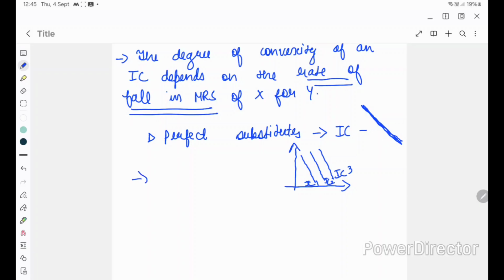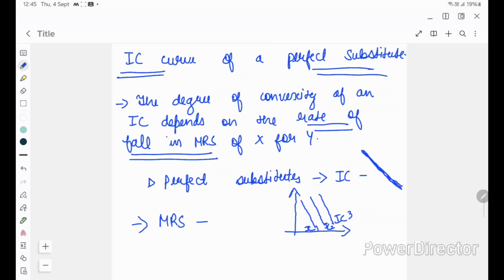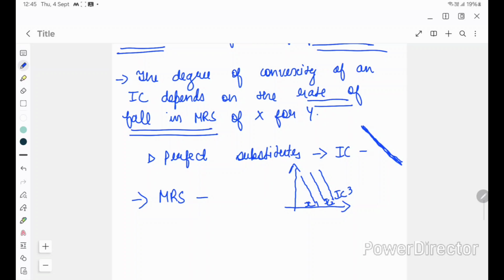यहाँ पे जो आपका marginal rate of substitution होगा वो diminishing नहीं होगा. ओके, we read ना कि marginal rate of substitution जो है वो diminishing होता है, जिसकी वजह से indifference curves जो होते हैं they are convex to the origin. But if two goods are perfect substitutes, in that case the indifference curve would be a straight line where marginal rate of substitution would be constant. So that's it for this video.